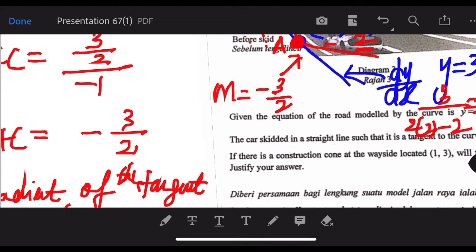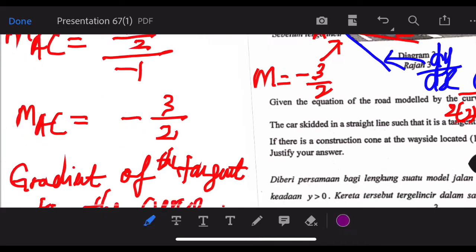Alright, or maybe you can use the equation.